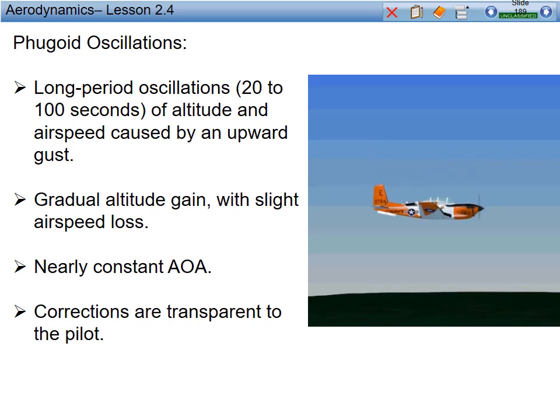Phugoid oscillations are long period oscillations, from 20 to 100 seconds, of altitude and airspeed caused by an upward gust. As the plane climbs and gains altitude, it will lose airspeed, maintaining a constant angle of attack. Corrections are transparent to the pilot as the plane gradually makes its way back to equilibrium.